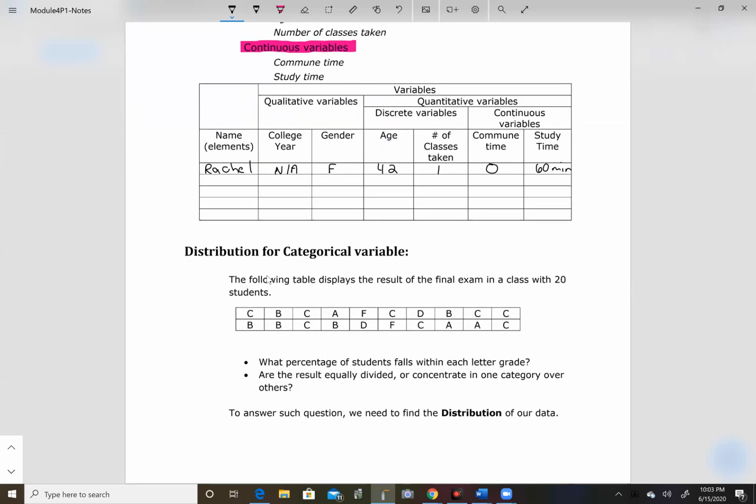Okay. Distribution for categorical variables. So the following table displays the result of the final exam in a class with 20 students. Okay, so we have A's.